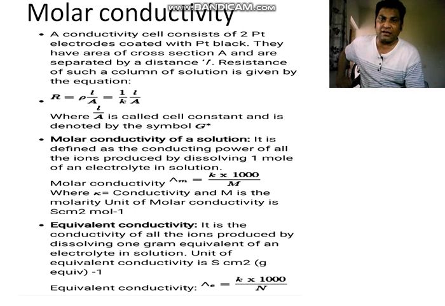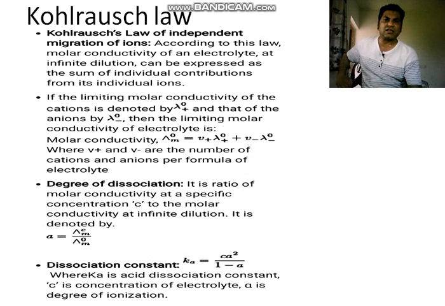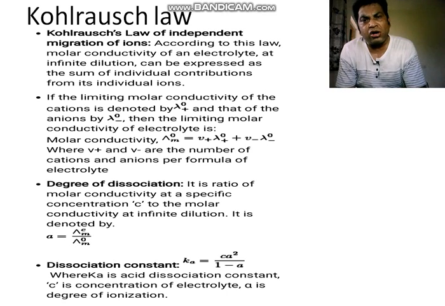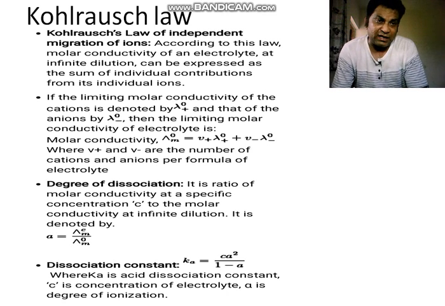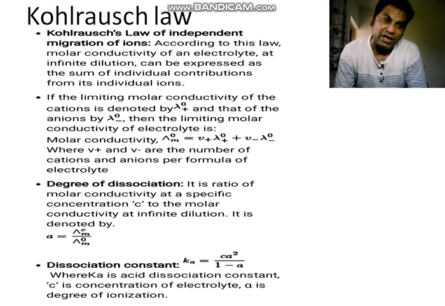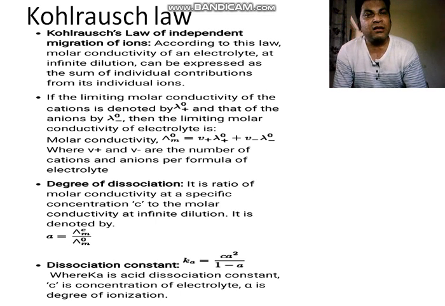Now we are entering the new topic, and the new topic is also very interesting, that is nothing but Kohlrausch law. Now Kohlrausch law for the independent migration of ions. Now we know that conductivity is due to the ions. Now ions are produced due to the adding of the electrolytes. Now there are two types of electrolytes, strong electrolytes and weak electrolytes. Those which are separated out in maximum amount are known as strong electrolytes, and those which cannot be separated out in maximum amount are known as weak electrolytes.